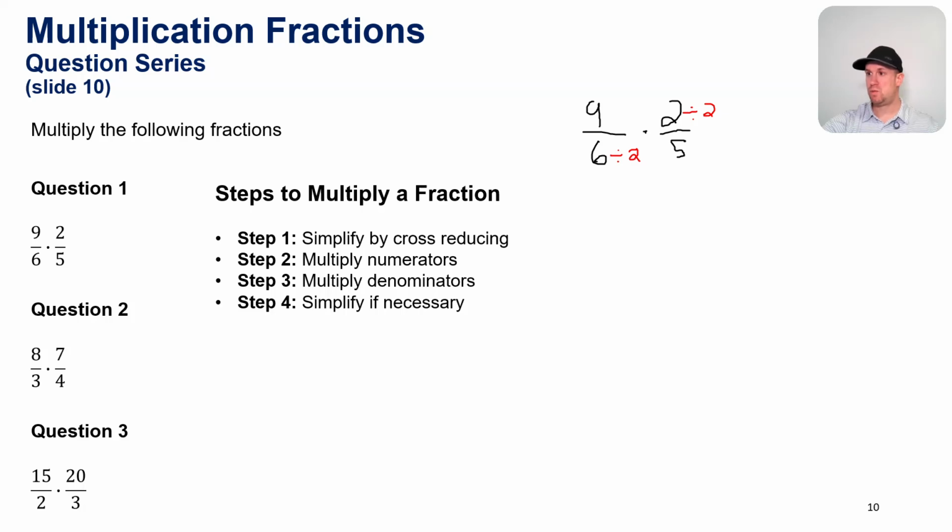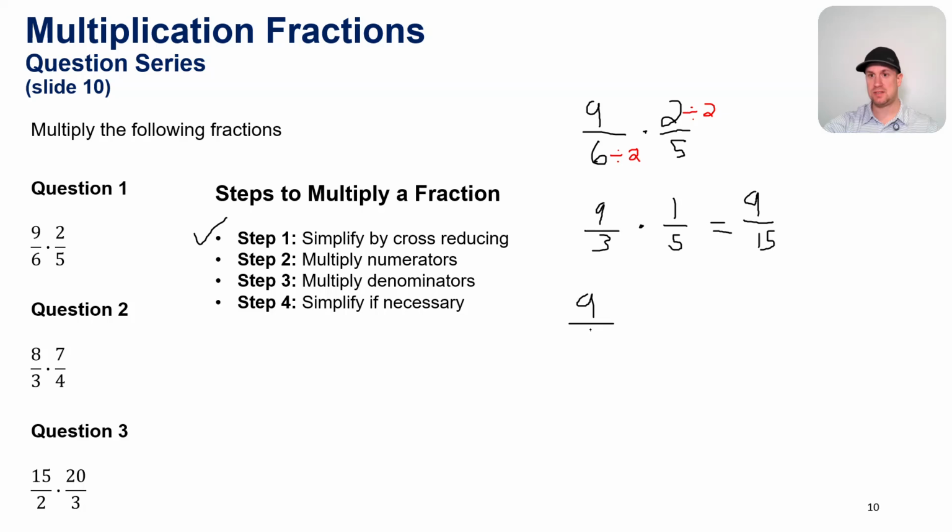So now, rewriting the fractions, we have 9/3 times 1/5, right? 2 divided by 2 is 1. Next, we will multiply our numerators. 9 times 1 is 9. And we can multiply our denominators. 3 times 5 is 15. So now I have 9/15.